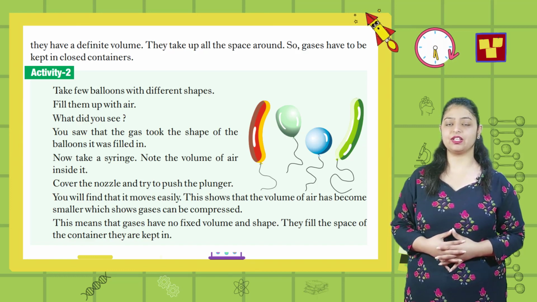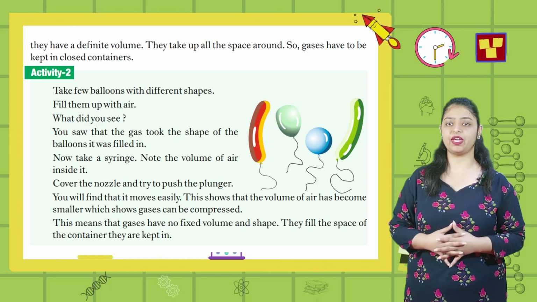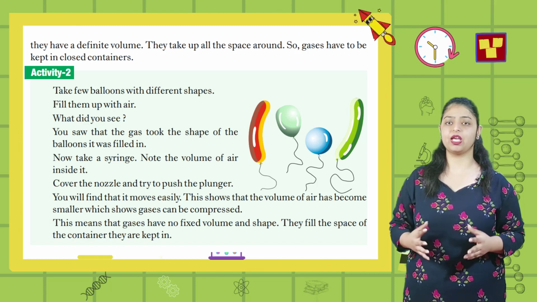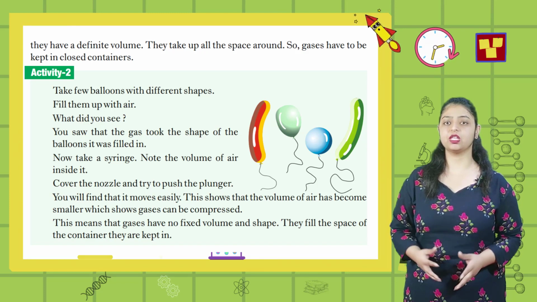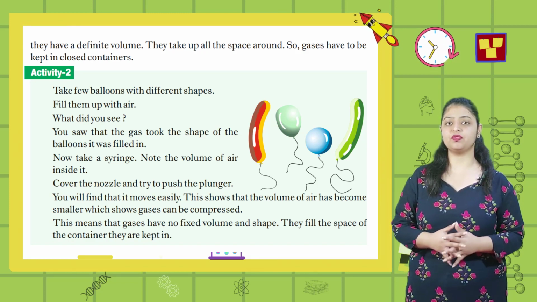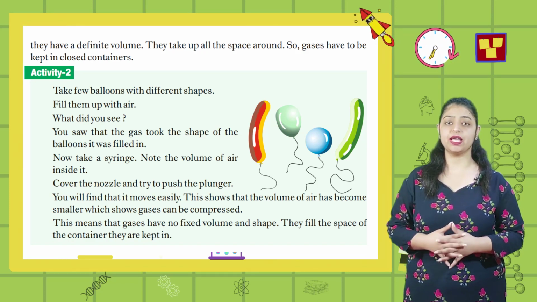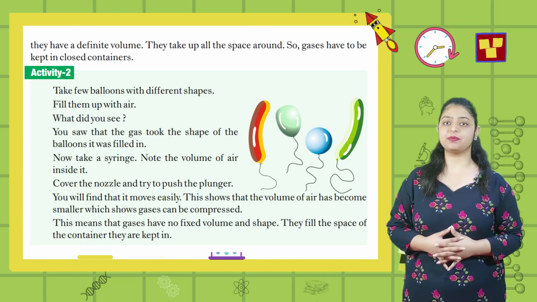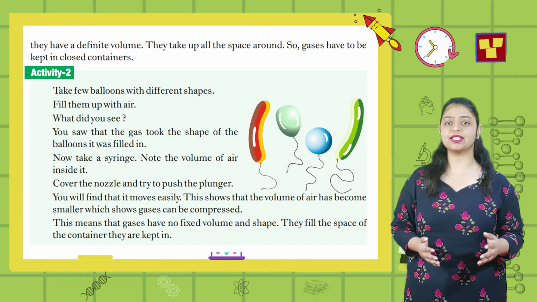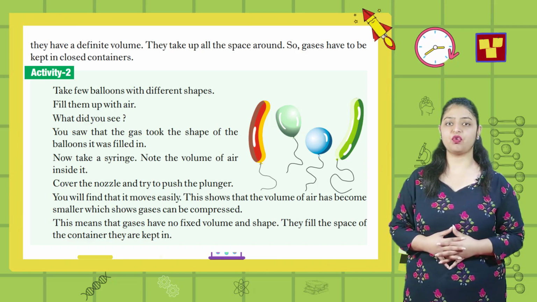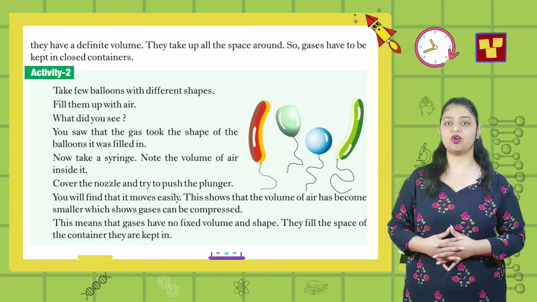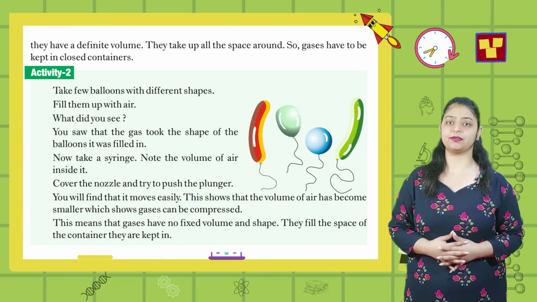Now take a syringe. Note the volume of air inside it. Cover the nozzle and try to push the plunger. You will find that it moves easily. This shows that the volume of air has become smaller, which shows gases can be compressed. This means that gas have no fixed volume and shape. They fill the space of the container they are kept in.